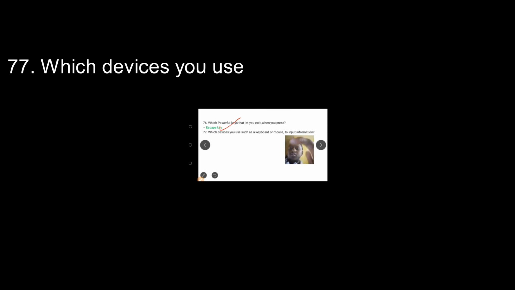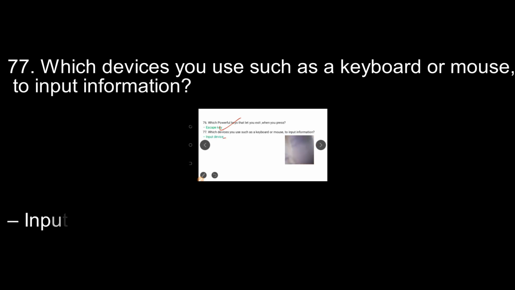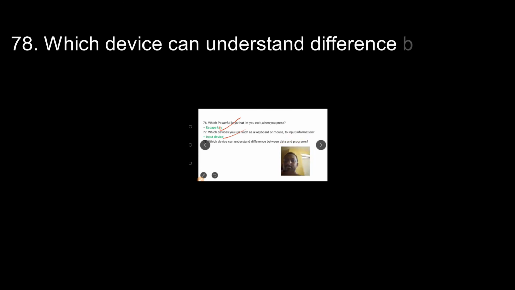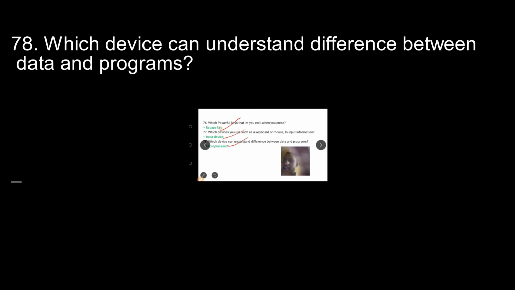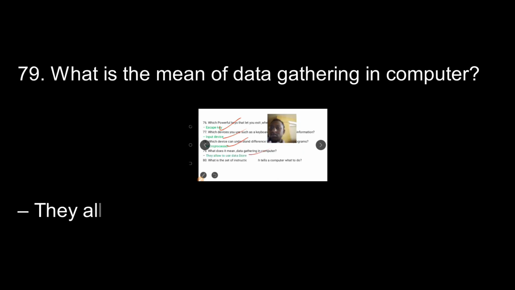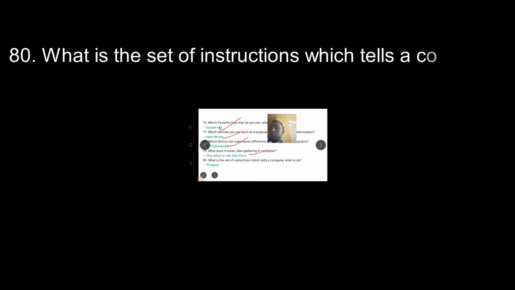Which device, such as a keyboard or mouse, do you use to input information? To input information, we use an input device. Which device can understand the difference between data and program? This is called a microprocessor. What does data gathering in a computer mean? They allow us to use the stored data. What is the set of instructions which tells a computer what to do? It is a program.